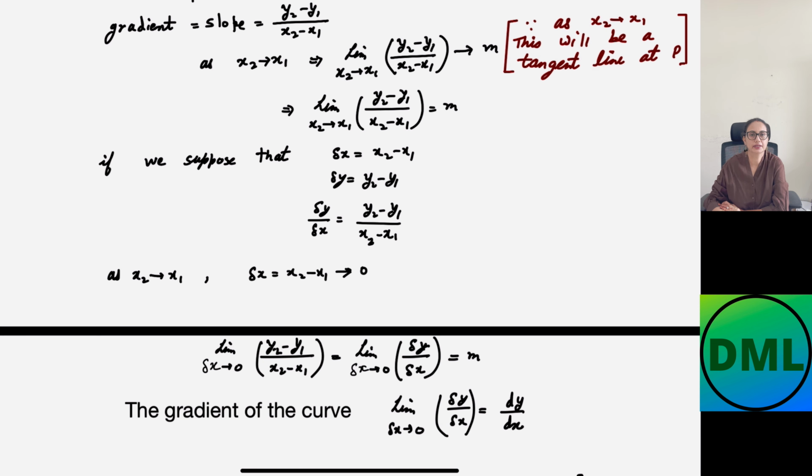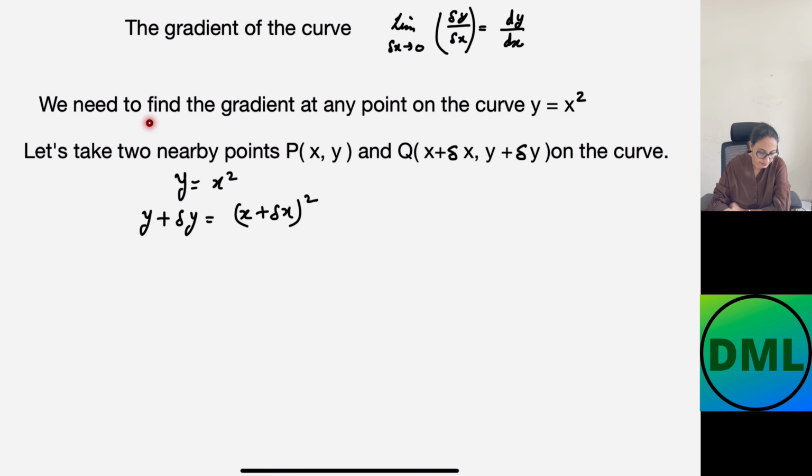Let's find the derivative of one function. We need to find the gradient at any point on the curve y is equal to x squared. We need to find out the gradient of this one.